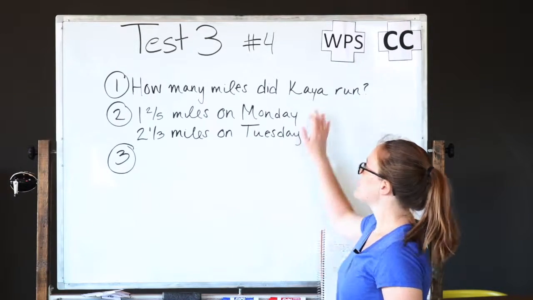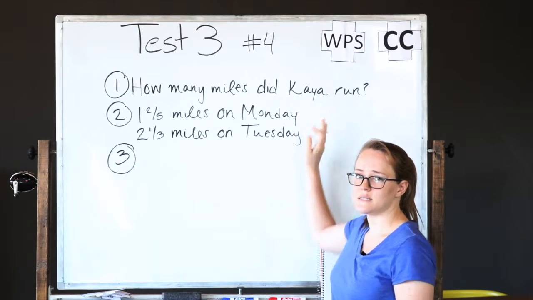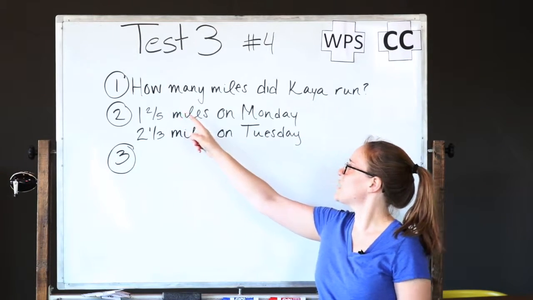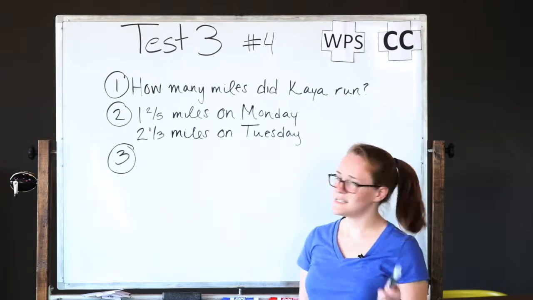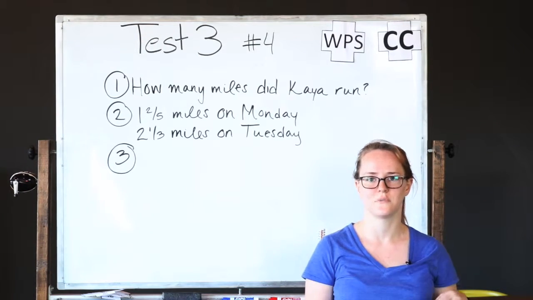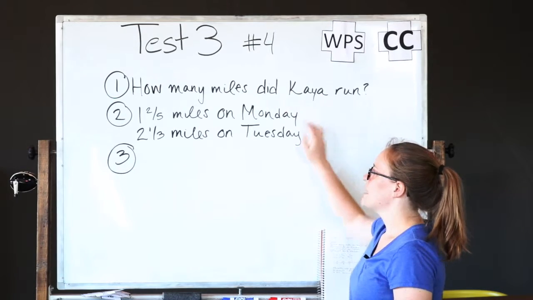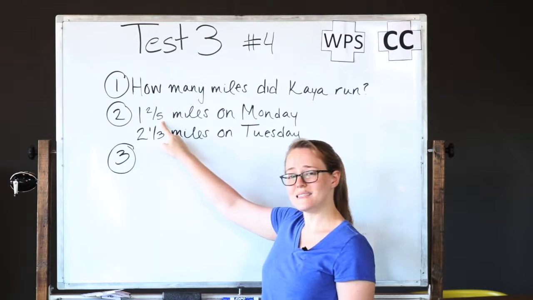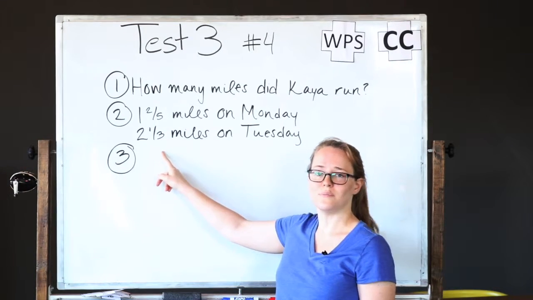So the first thing we always want to do is read the whole problem and figure out what is this asking us to solve. So in this case, the question we're trying to answer is how many miles did Kaya run? The second step then is to go back through the whole problem and figure out what information we have to work with one sentence at a time. So we know here that on the first day, Kaya ran 1 2/5 miles. And on the second day, she ran 2 1/3 miles.